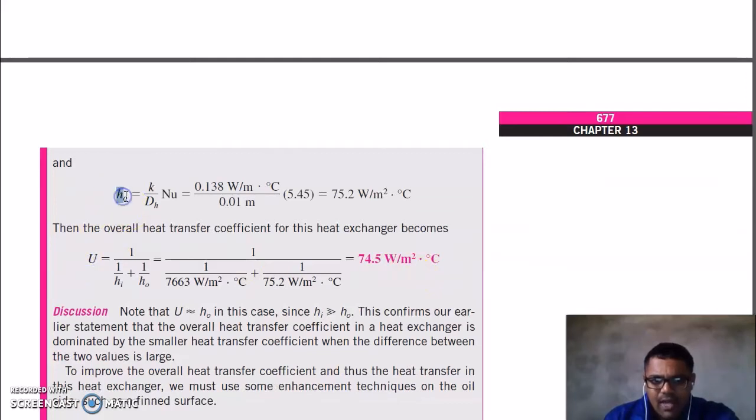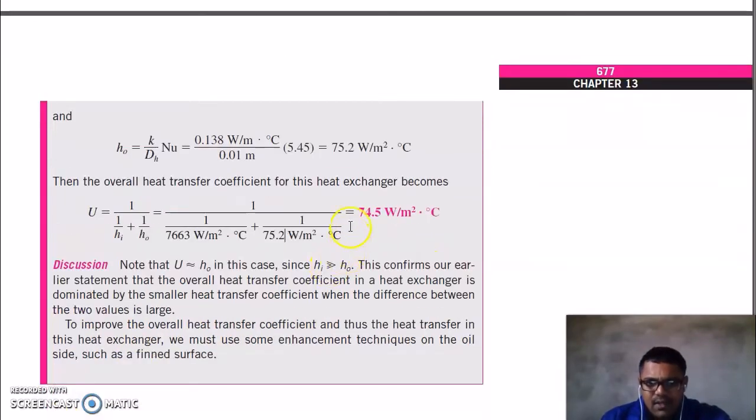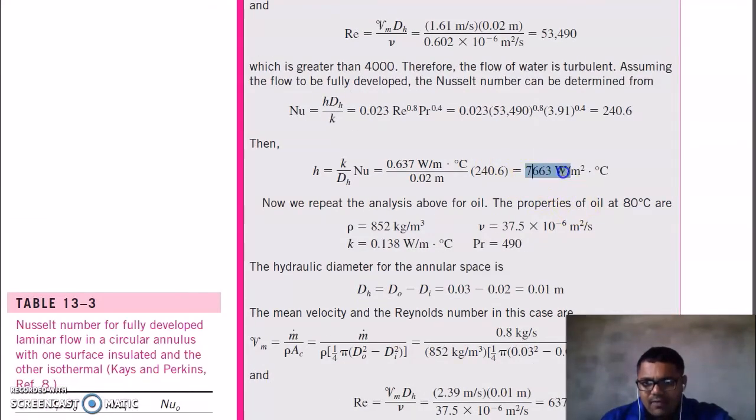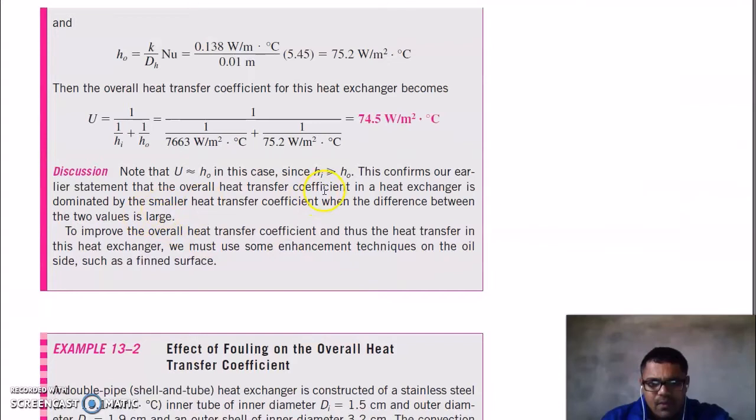If we had h0 is this, and the Nusselt number is k dH, this is the overall heat transfer coefficient, which in this case is 74.5 watt per meter square degree Celsius. So it is clearly visible that h0 is 75 while hi is 7663. So it means hi is much greater than h0. h0 is very small. This confirms our earlier statement that the overall heat transfer coefficient in a heat exchanger is dominated by the smaller heat transfer coefficient when the difference between two values is large.